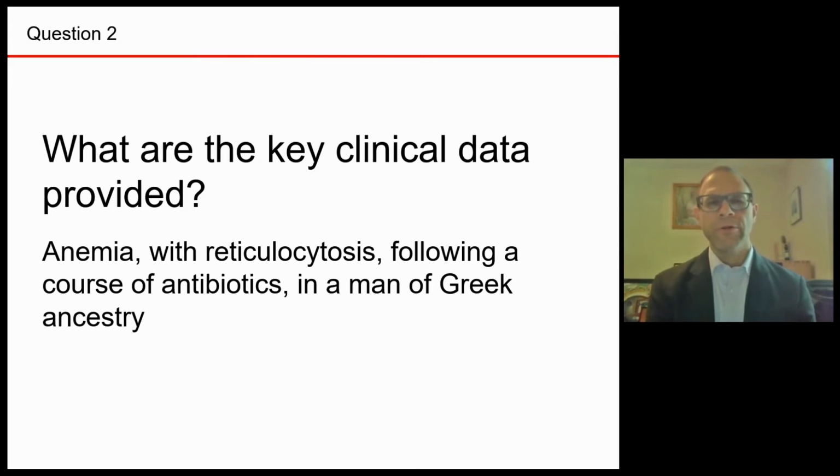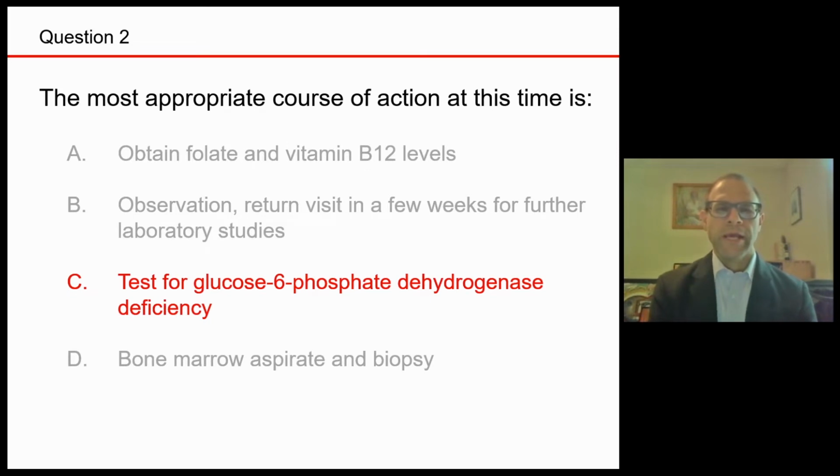What are the key clinical data provided here? Well, we see that the patient has significant anemia with a reticulocytosis, and the added information of a recent course of antibiotics and his Greek ancestry are relevant here. The answer is to test for G6PD deficiency, recognizing that this patient may be hemolyzing with a reticulocytosis.